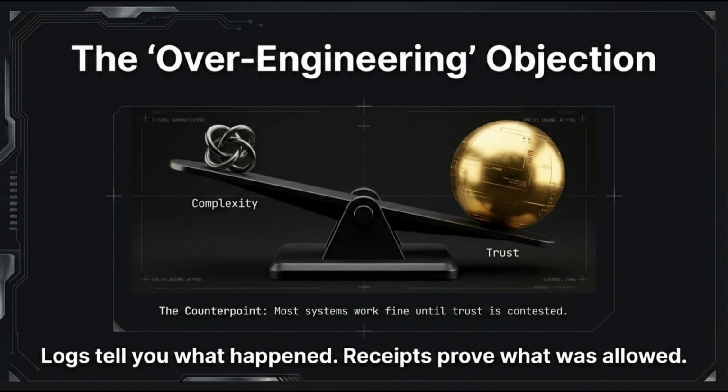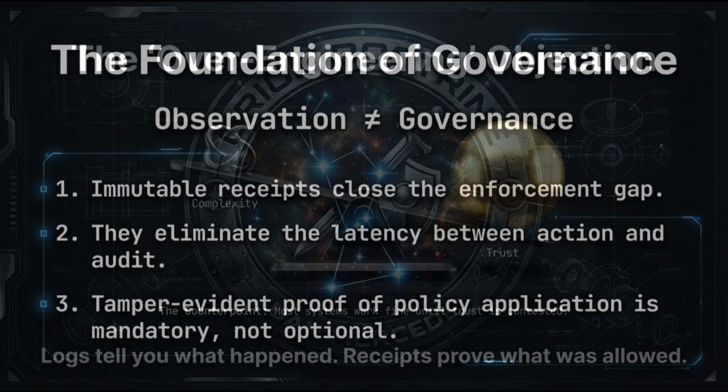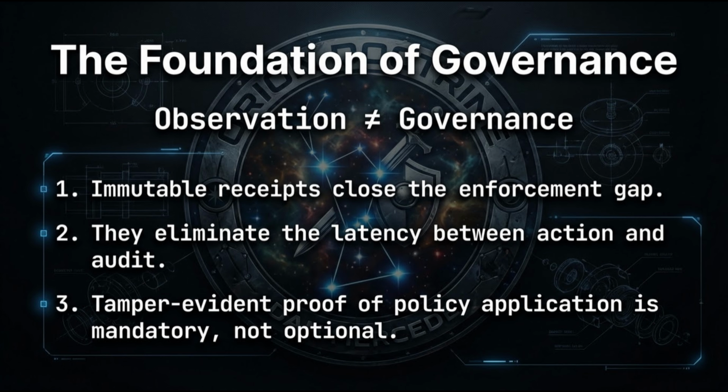I can already hear the objection. This sounds like over-engineering. Do we really need cryptographic receipts for every action? Most systems work fine with logs. Why introduce this complexity? Here's the counterpoint. Most systems work fine until they don't. The question is not whether you need receipts for routine operations. The question is whether you can prove, under audit or incident response, that governance was actually enforced. Logs tell you what happened. Receipts prove what was allowed. That distinction matters when trust is contested.